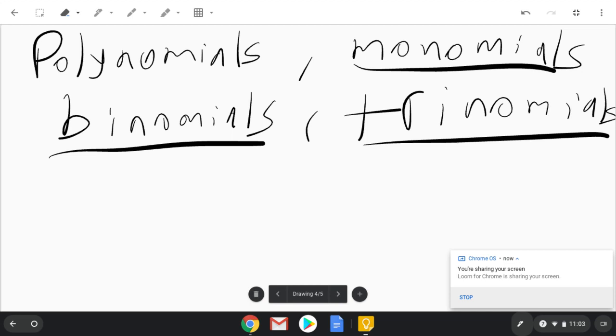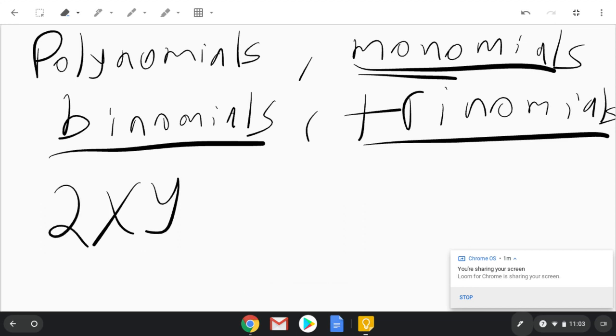Now, let's start with the simplest one, the monomial. Mono means one. You'll know what I mean here in a little bit when I say one of what. But a monomial is an algebraic expression. It's made up of variables and the numbers that are attached to variables, called coefficients. So that's your coefficient.